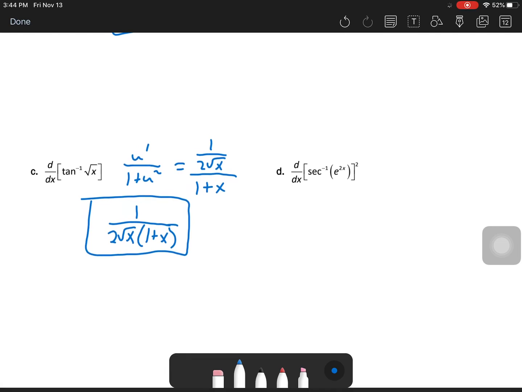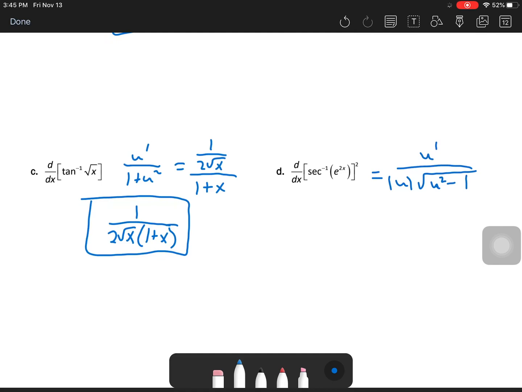Okay, here we've got inverse secant, which we haven't done yet. This one's probably lesser used, but our formula for this one is u prime over, then it was absolute value of u times the square root of u squared minus 1. Okay, so there's our formula. And so in this one, our u is the e to the 2x, right?